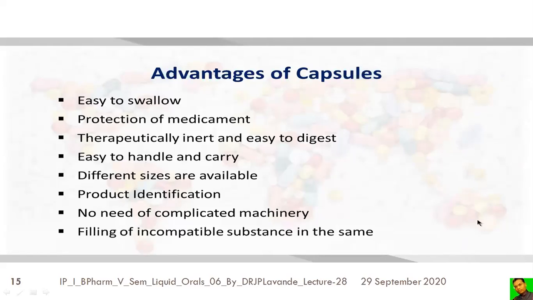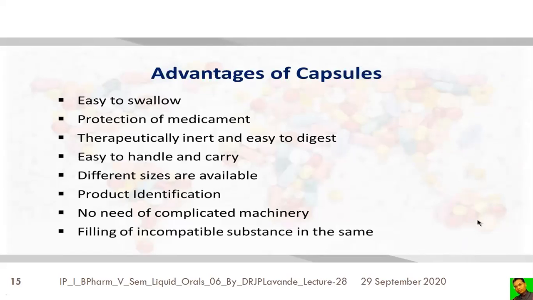Product identification is possible because of the capsule shell, so that we can give distinct colorings to the capsule shell. That will be easy to identify the product. At the same time, we can go for printing onto the capsule shell, like say the name of the brand, the name of manufacturer, dose strength, and other requirements, like say the logos, monograms, holograms, that can be imprinted.